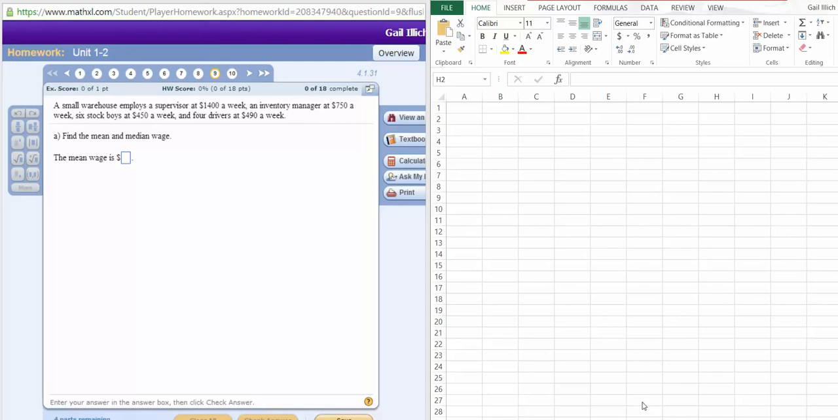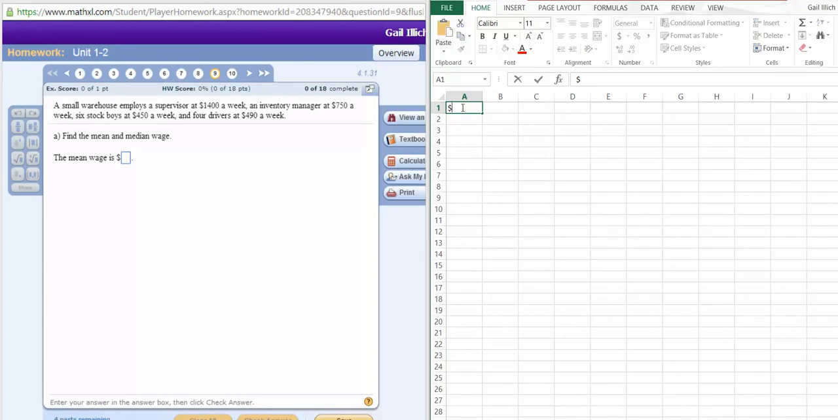Okay, this problem says a small warehouse employs a supervisor at $1,400 a week, an inventory manager at $750 a week, 6 stock boys at $450 a week, and 4 drivers at $490 a week. And they want you to find the median wage.